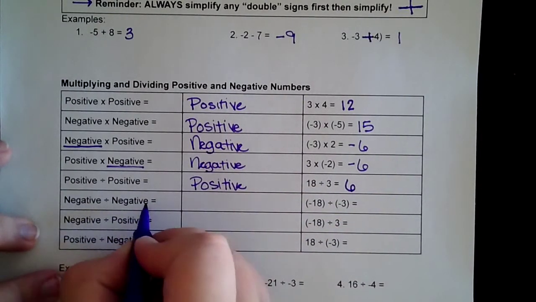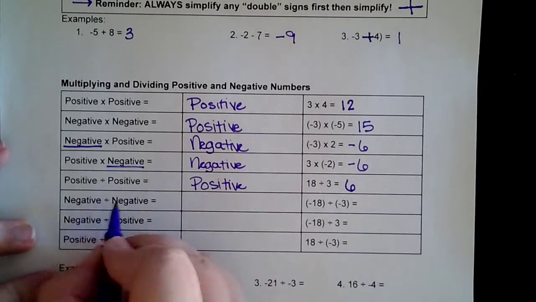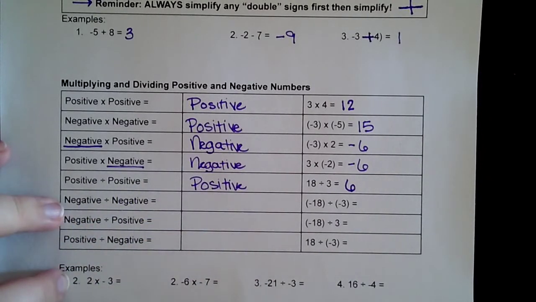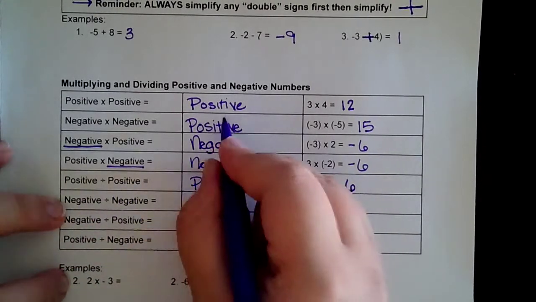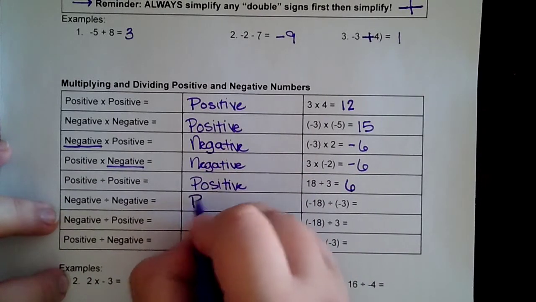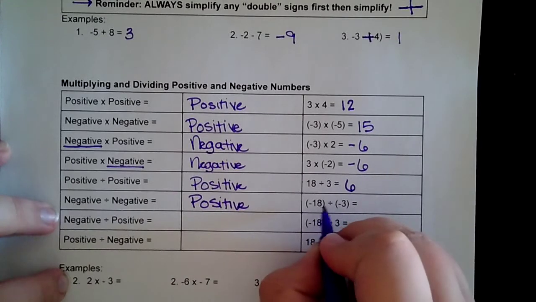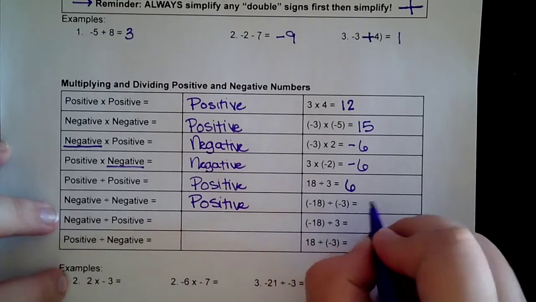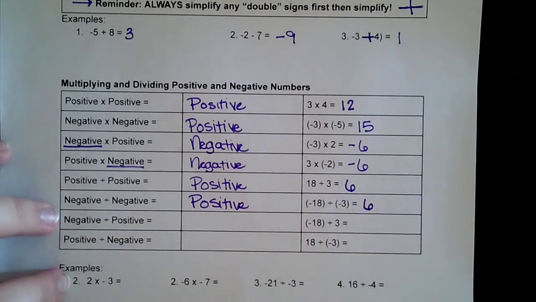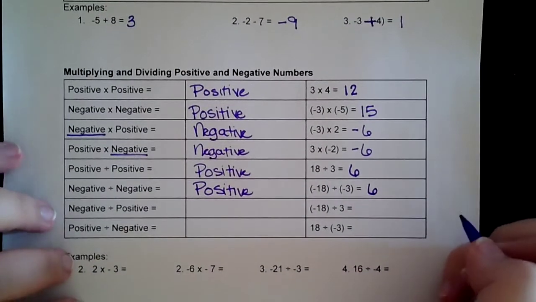Negative divided by a negative, you're like, yeah, this is the one. It's going to follow the same pattern. Nope. It's actually going to follow the pattern from up above. This one's going to be positive. Again, they cancel each other out. Negative 18 divided by negative 3 is positive 6. I know, it's a little tricky.